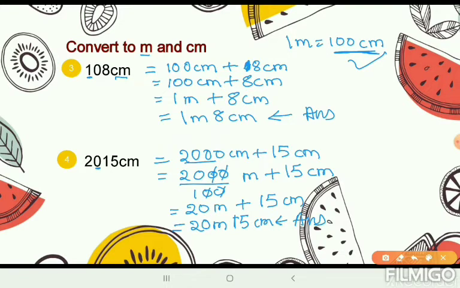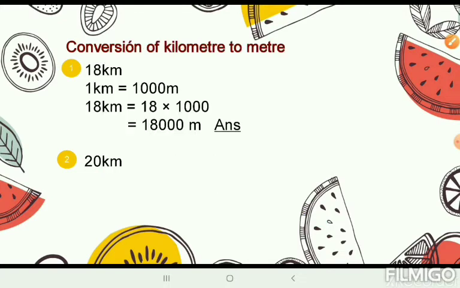Please children, copy all these 4 questions in your notebook so that you can revise it whenever you want. Now we are going to see the conversion of kilometer to meter. Okay, we are converting a bigger unit to a smaller unit. Keep in mind that we have to multiply. And what is the relation between meter and kilometer? We know that 1 kilometer is equal to 1000 meter.